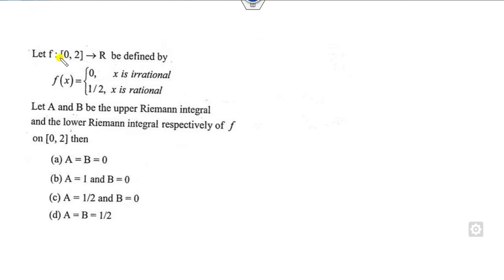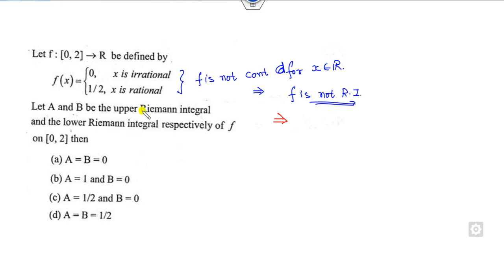Look at this another one. F is given to be here, again clearly says the function is not continuous, okay, and function is not continuous for each x in the R. So what is the meaning of that? F is not Riemann integrable. If f is not Riemann integrable, then the upper sum is not equal to the lower sum. In this case, a is my upper sum, and b is my lower. So a is not equal to b. So first option cancel, D option cancel.